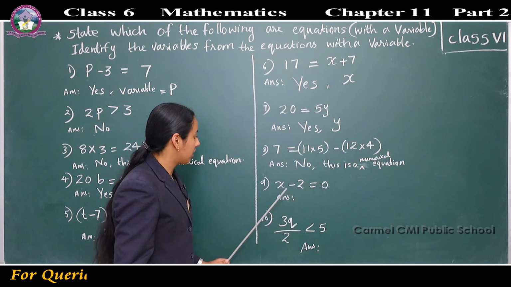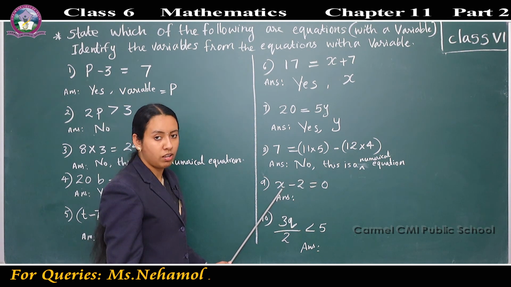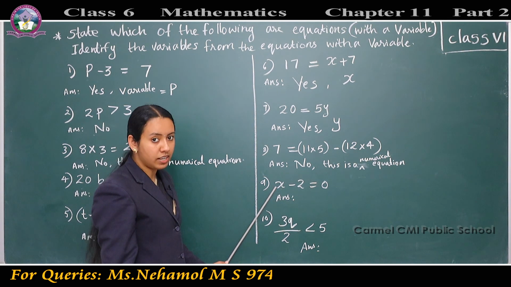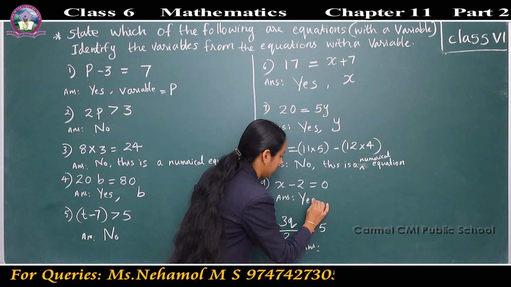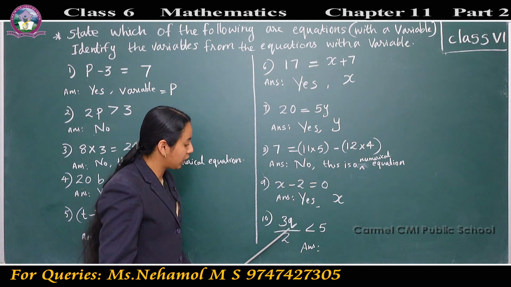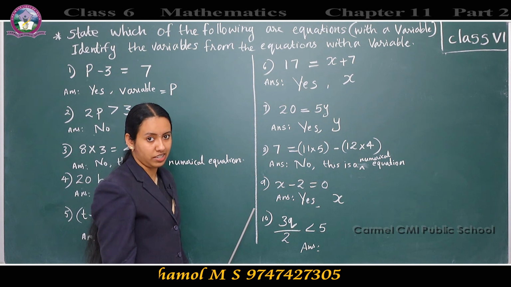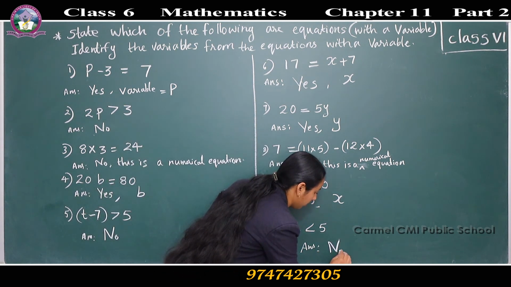Next one, x minus 2 is equal to 0. This is also an equation. One variable is there, x. So answer is yes, variable x. Then 3q by 2 less than 5. It is also not an equation. So answer no.